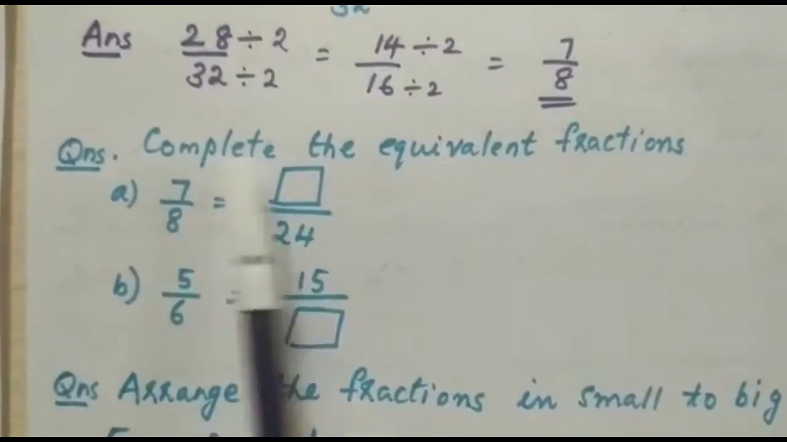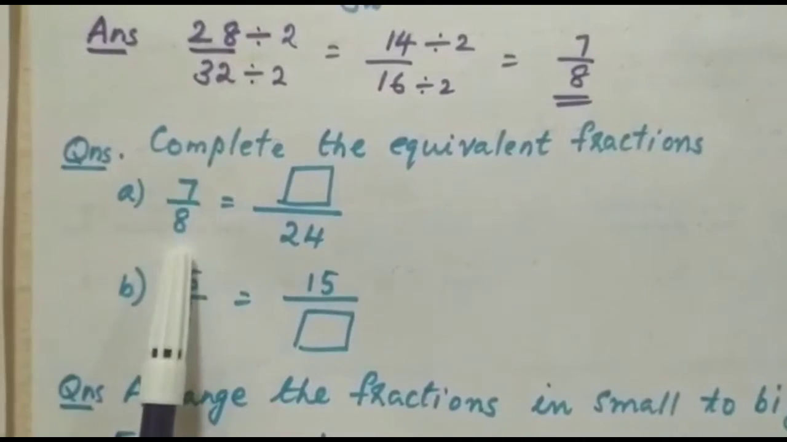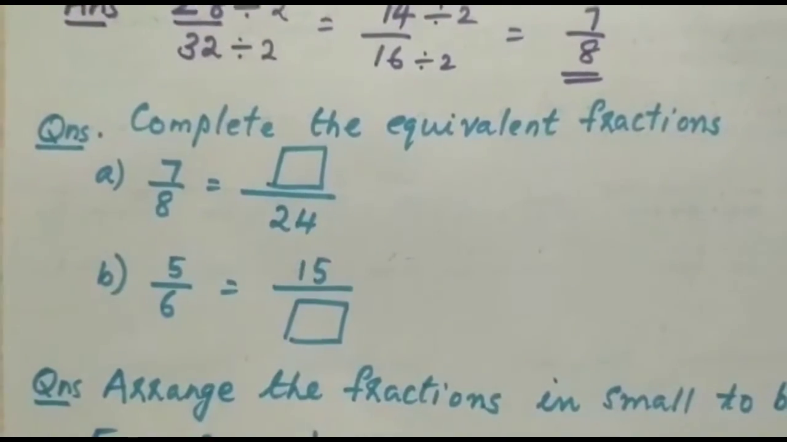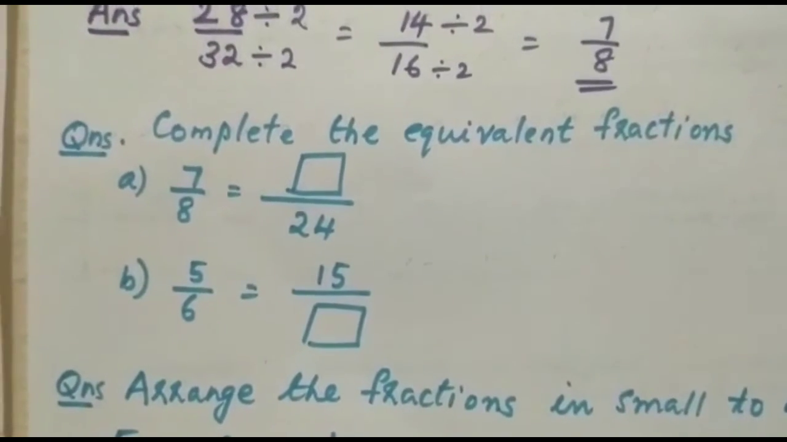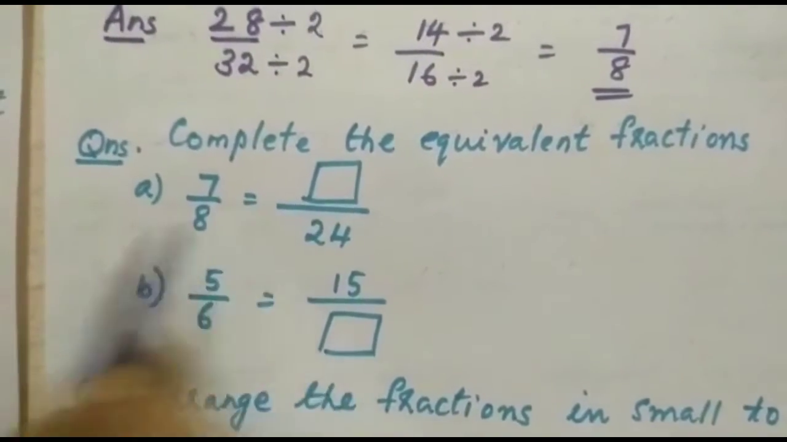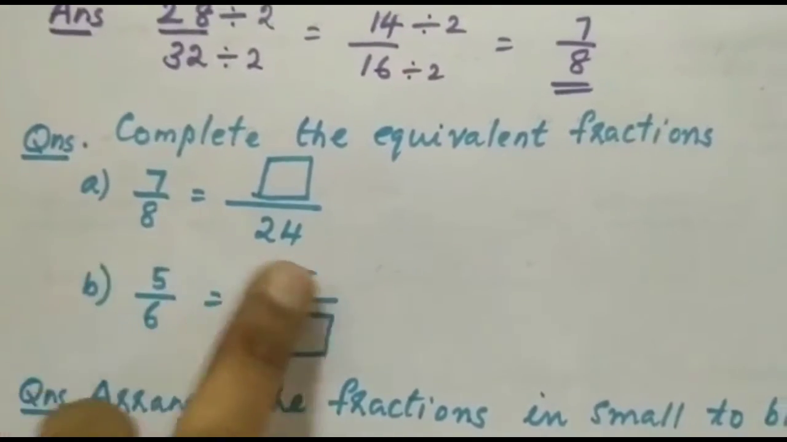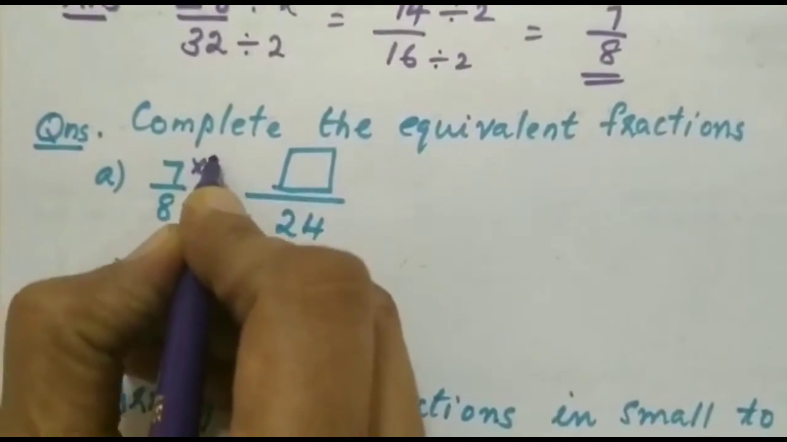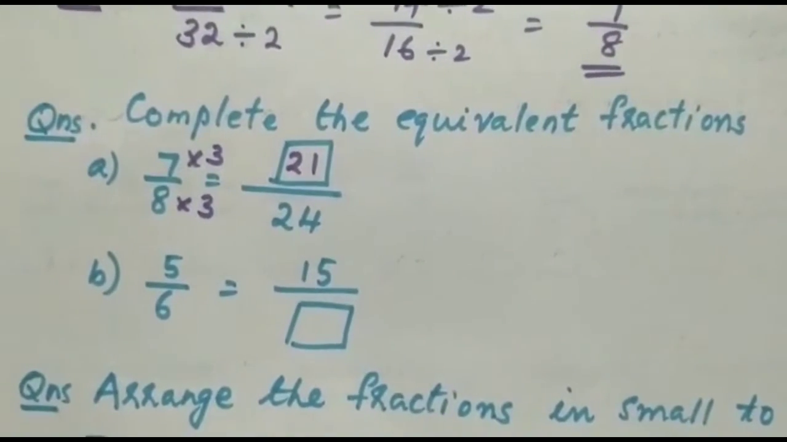Next question, complete the equivalent fractions. There are two fractions, and one number is missing: 7 upon 8 equals something over 24. You have to see how to multiply or divide so that both are equivalent fractions. We already learned what an equivalent fraction is. So 8 changed to 24, which means it is multiplied by 3. So this number is also multiplied by 3, and you will get the answer.